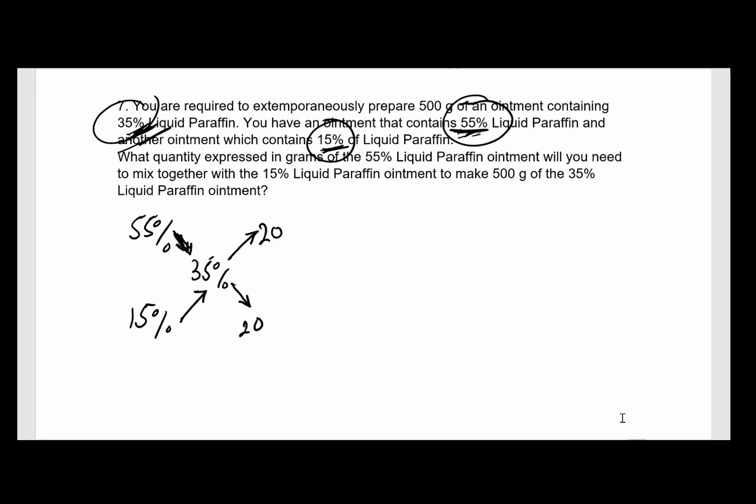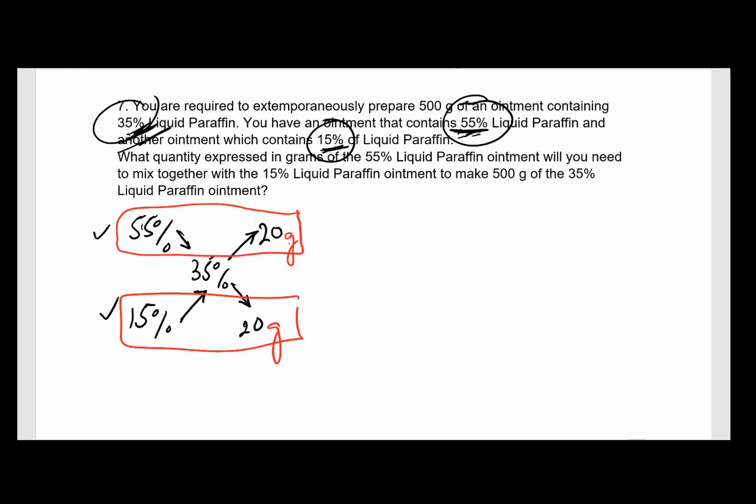Make sure that you write the numbers at the right places, otherwise this alligation method will not work. So I write the concentration which I need in the middle, and the concentrations which I have, I write them here, and then just subtract them. Okay. Now once you have got this, this is what I need. I need 20 grams of 55% ointment, liquid paraffin, and I need 20 grams of 15%. Okay. Once you have done the subtraction, go parallel. So I need 20 grams of 55%, I need 20 grams of 15%. And I mix them and I will get 35%.